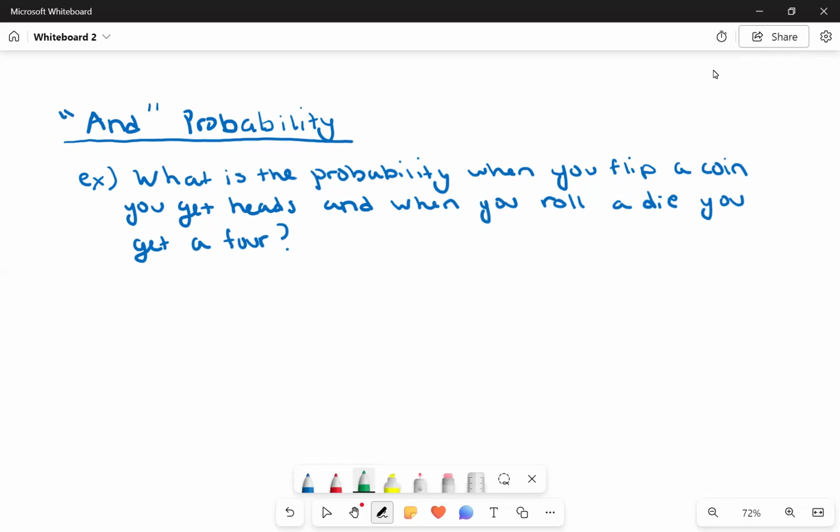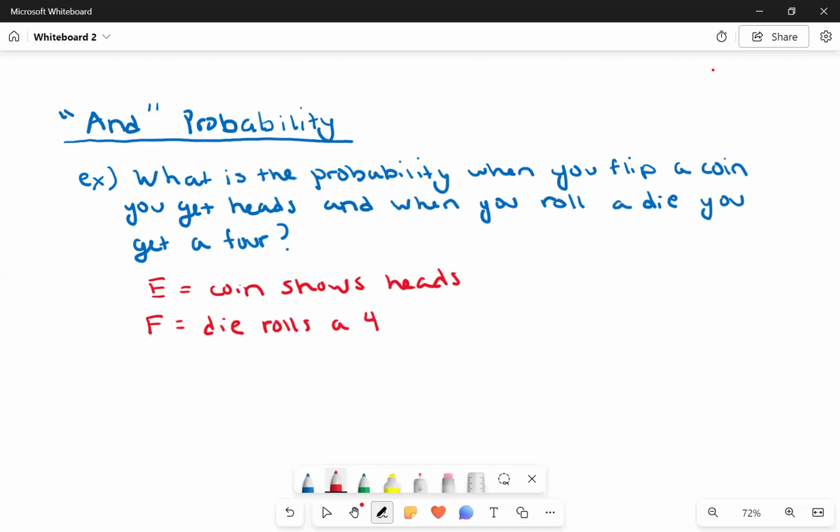What is the probability that when you flip a coin, you get heads, and when you roll a die, you get a four? So what's happening is two things. You're flipping a coin and checking to see if you get heads, and then you roll a die and check to see if you get a four. So there are two events going on here. The first event is that the coin shows heads. The second event is that the die rolls a four. And we want both of those events to happen.